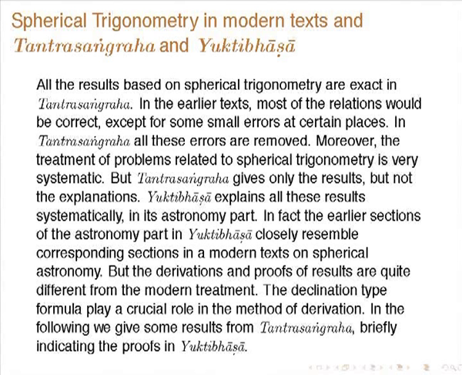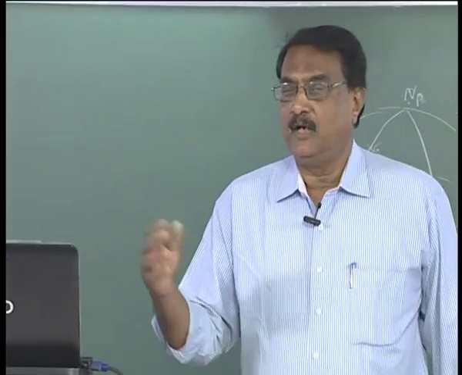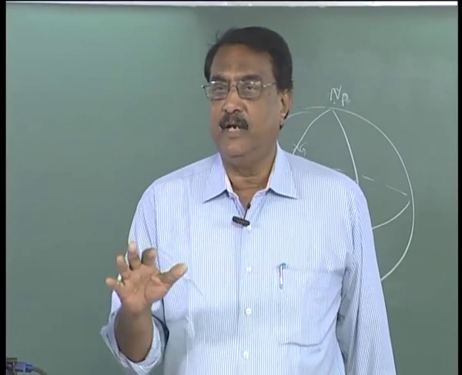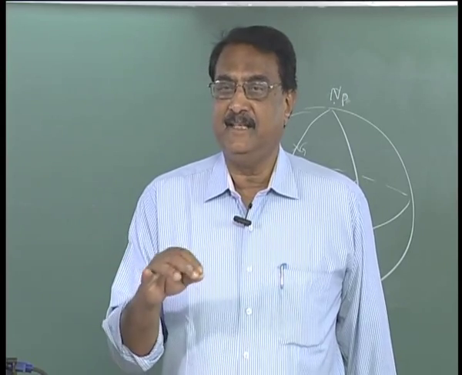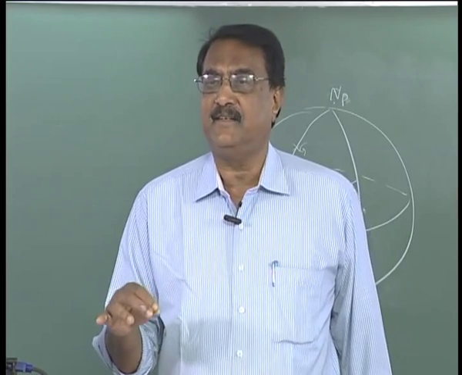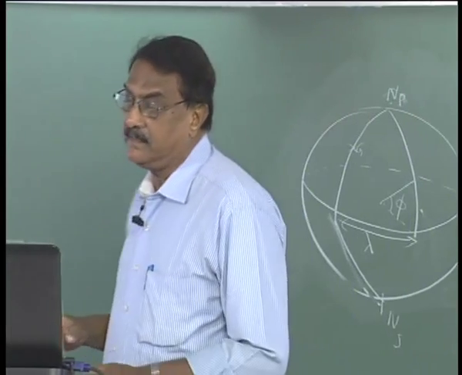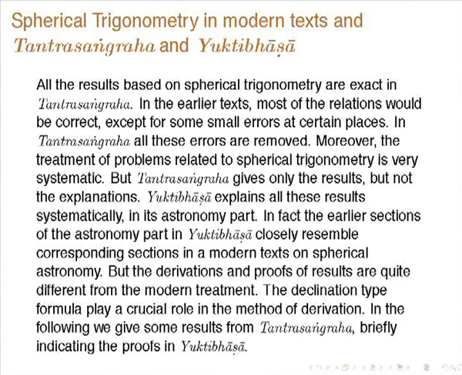Of course, in planetary motion, some parameters may not coincide with the modern parameters, but the model is again correct. We are not going into that now, but what I am saying is, as far as spherical trigonometry is concerned, all the relations are absolutely correct. And moreover, the treatment of problems related to spherical trigonometry is very systematic.